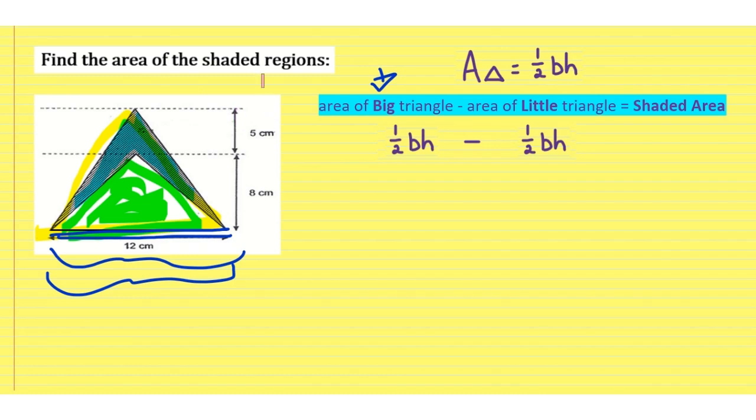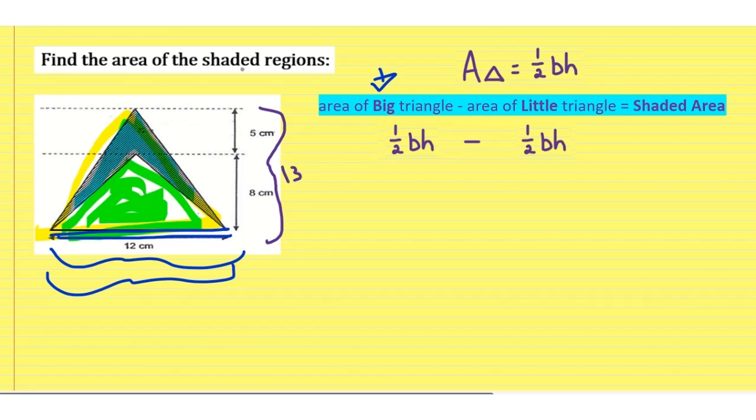The height of the larger triangle, which will be all of this space, is going to be 8 plus 5. What's 8 plus 5? That's 13, right? And then the height of the smaller triangle is just going to be this area, so it will just be 8. Okay, so let's fill in all of those values that we've identified.